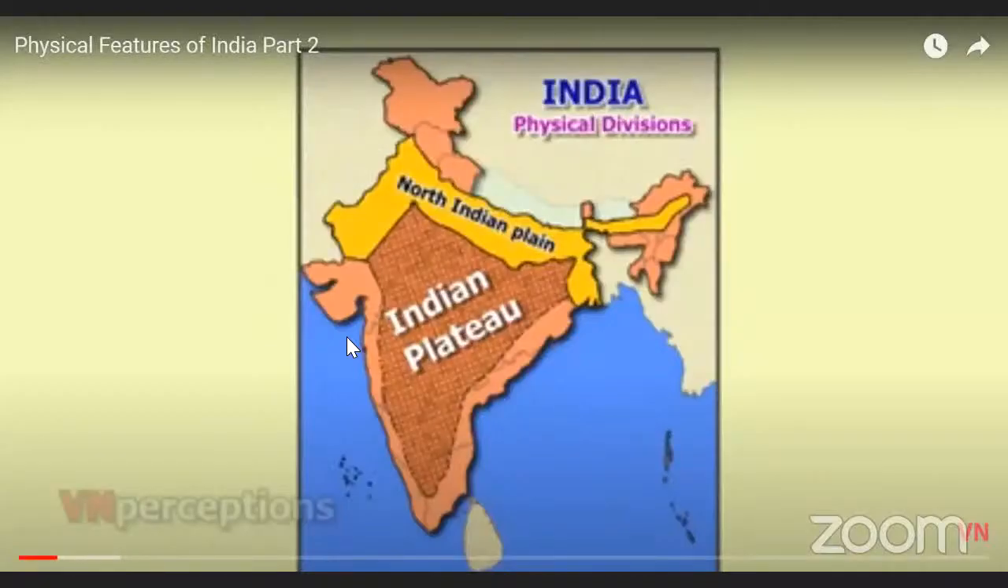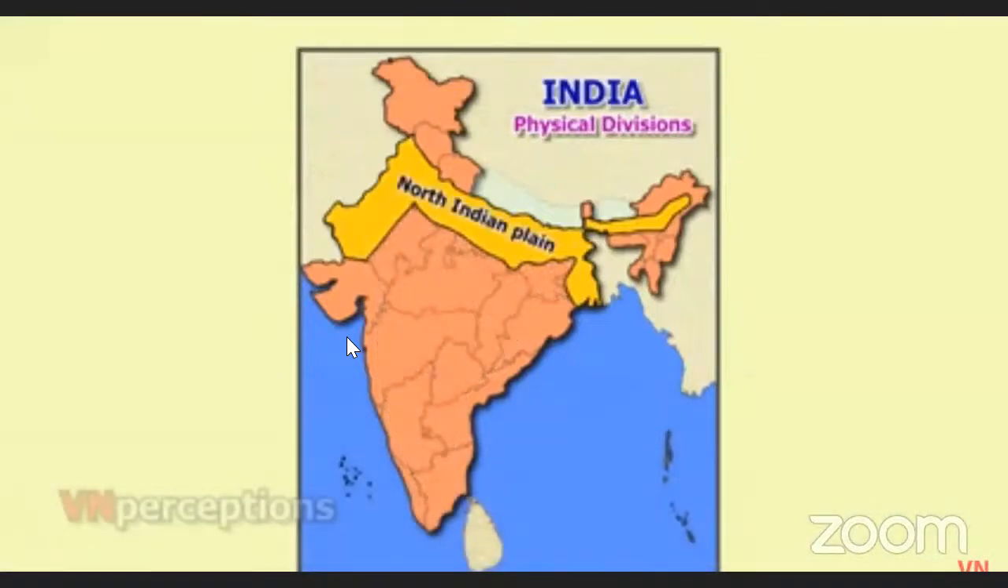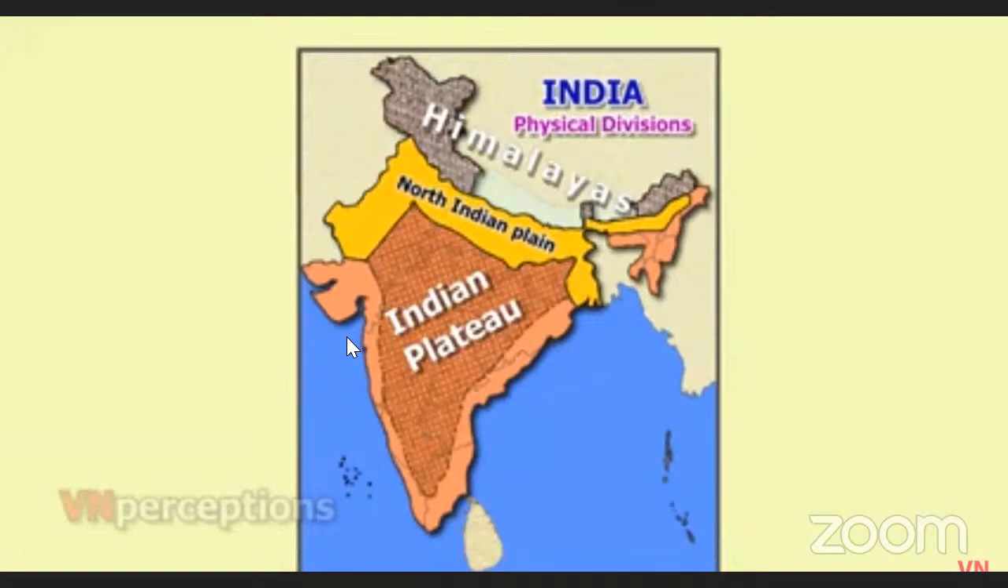This plain is mainly made up of alluvium in the Indian subcontinent. In this video, we shall learn about the northern plains of India. The northern plains of India is the second largest geographical division of India, the largest being the Indian plateau. The North Indian plain lies between Himalayas to the north and the plateau region to the south.